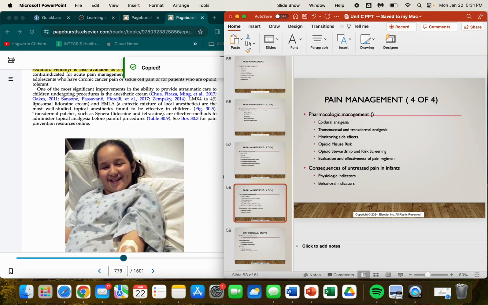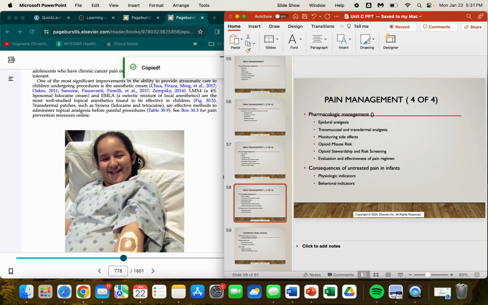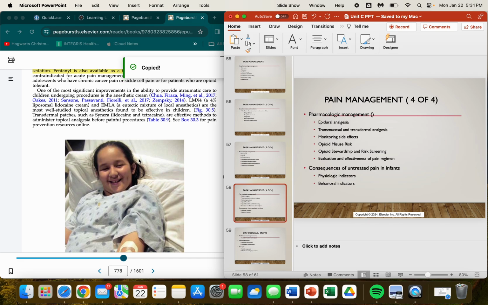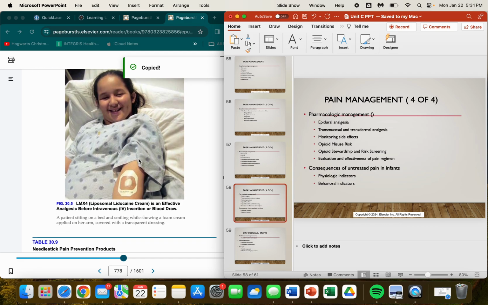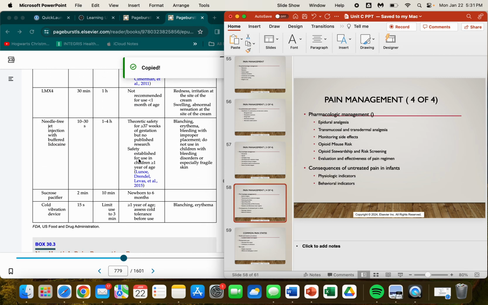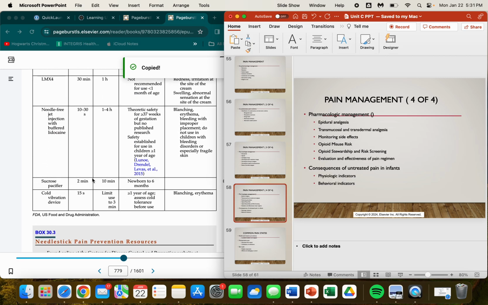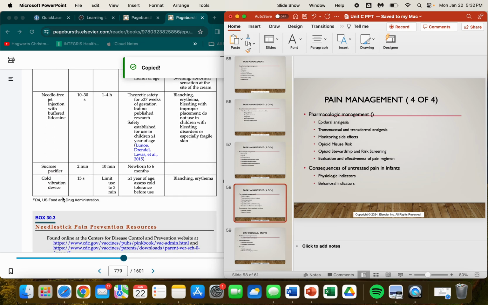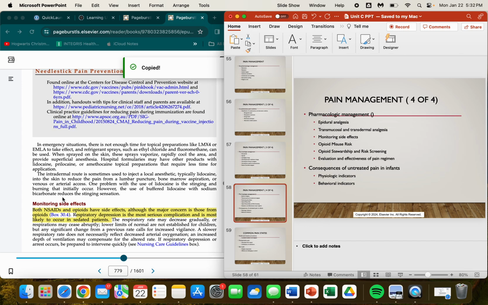Let's see, your book talks a little bit about anesthetic creams to avoid needle sticks, which in kids they could use something called EMLA cream or lidocaine cream. This chart goes over those things. In babies, they might use a little bit of sucrose on a pacifier. So those are all options for needle stick pain and prevention.